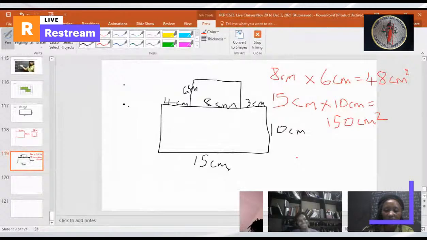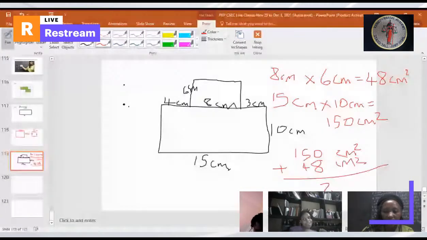We have the 150 centimeters squared, and then I added the 150 centimeters squared plus the 48 centimeters squared. Yes, miss. That gives us what? Miss, I got 198 centimeters squared. All right. 198 centimeters squared.